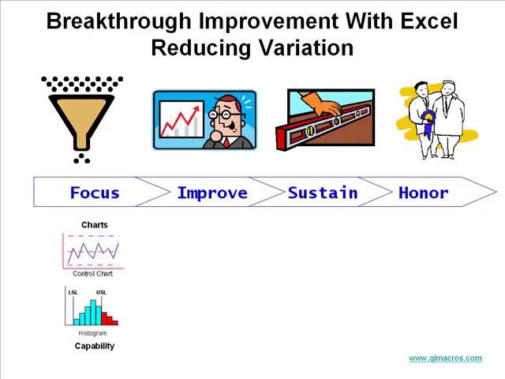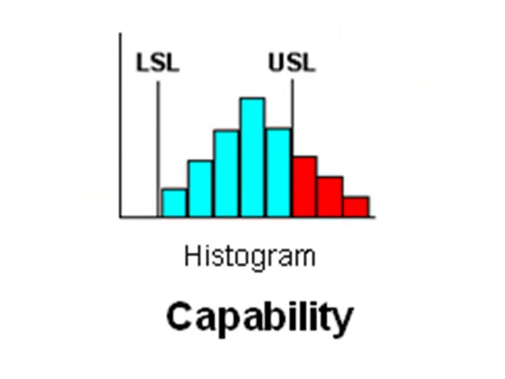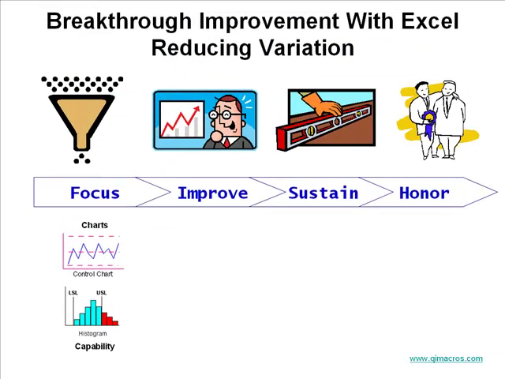Then we're also going to use a histogram to show the distribution of our data, right? And we're going to figure out how capable is our process. So the control chart is about stability. The histogram is about capability. And here you can see we have a bunch of stuff that's outside of our upper spec limit, which is beyond what our customer wants.